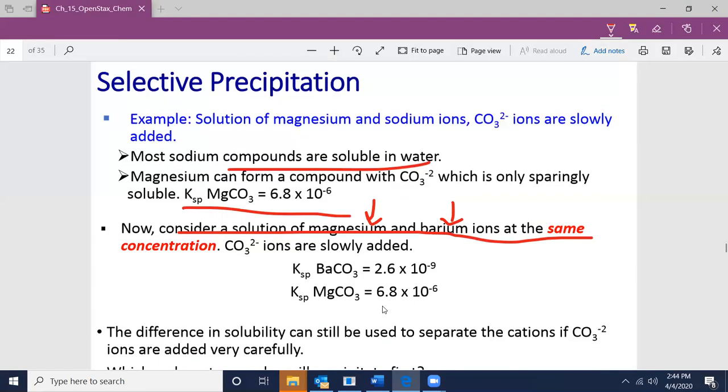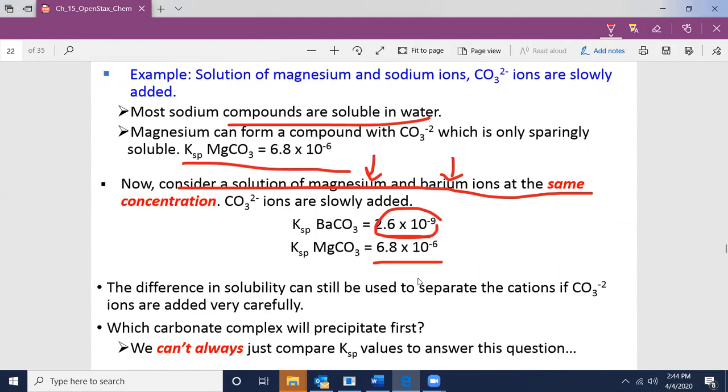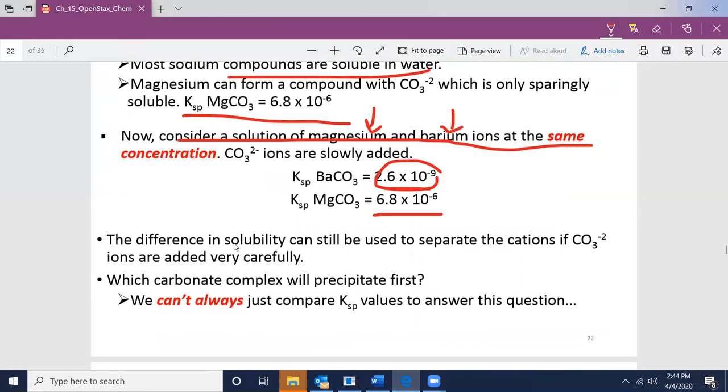Okay, so you hear me now. We're talking about two ions. They both can go with the carbonates. They can precipitate with the carbonate. But if we look at the Ksp value, which one is going to precipitate first? Definitely this one, with the low solubility product, so this probably is going to precipitate first. The difference in solubility can still be used to separate the cations if carbonate ions are added very carefully.